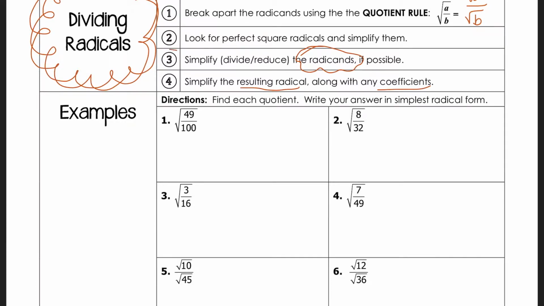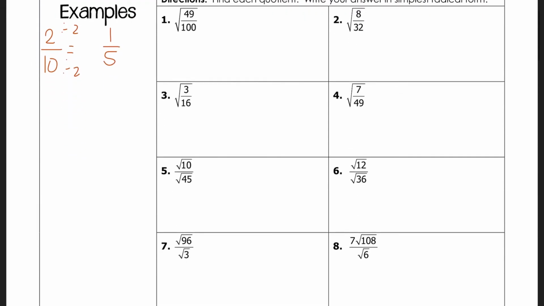So this step 3, let's think for a second about simplifying just a regular fraction. If I had 2/10 and I were going to simplify, I know that a number that could be divided into both 2 and 10 is 2. So I would divide by 2, and I would get 1/5, okay? It is the same thing for simplifying radicals, okay?